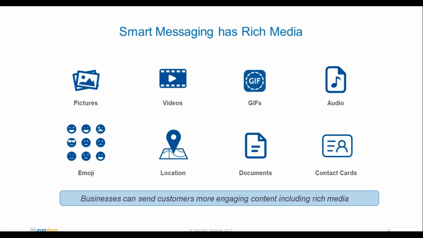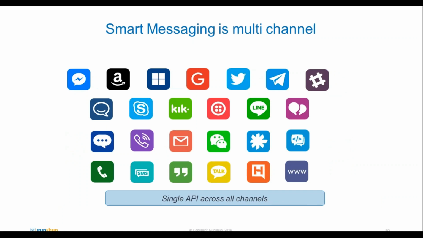And therefore, moving them from a personal communication to a business communication with the help of more engaging content like rich media has enormous benefits. Thirdly, smart messaging is multi-channel, which means that it needs to work across all these channels wherever the customer may be. So if a customer is on Facebook Messenger and he wants to reach out to me through Facebook Messenger, then I need to, as a business, make sure that I'm present on that channel so that he can reach out to me.